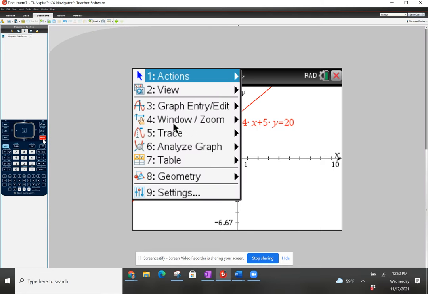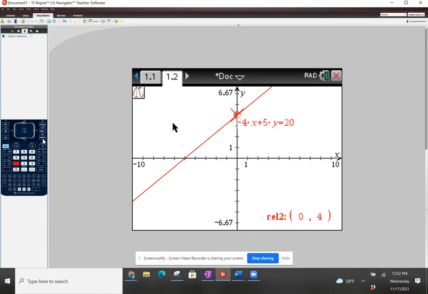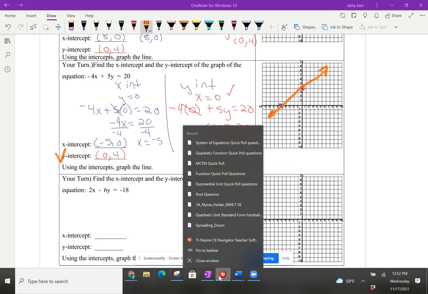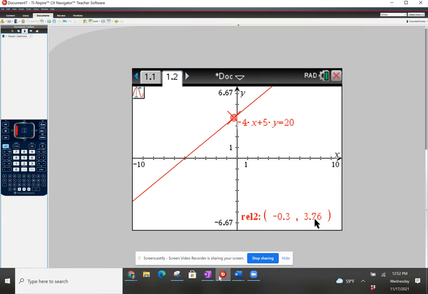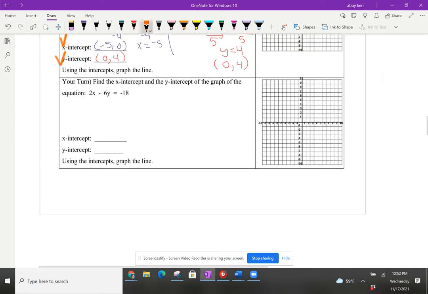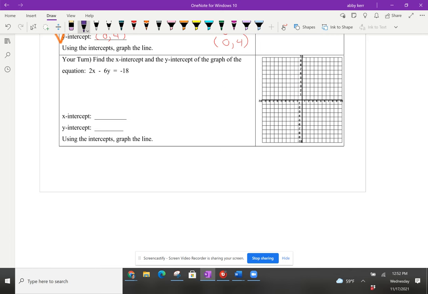Now to trace, to double check that we were right, 5, 1. Notice my y-intercept is 0, 4, and that's what we got. Now I'm going to hit the left arrow to get to my x-intercept. And notice that the ordered pairs are changing. Those are all ordered pairs on this line. And we have negative 5, 0, which is what we have on our work. You're going to do the exact same thing for this problem. X-intercept, y equals 0.